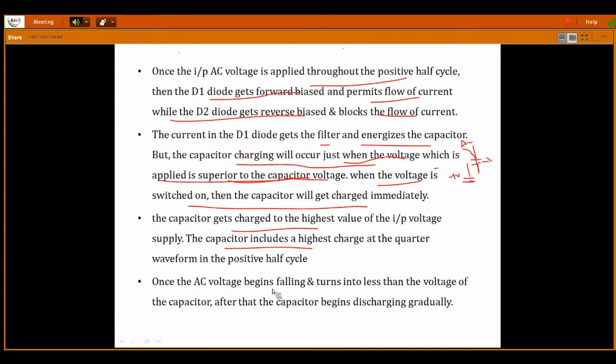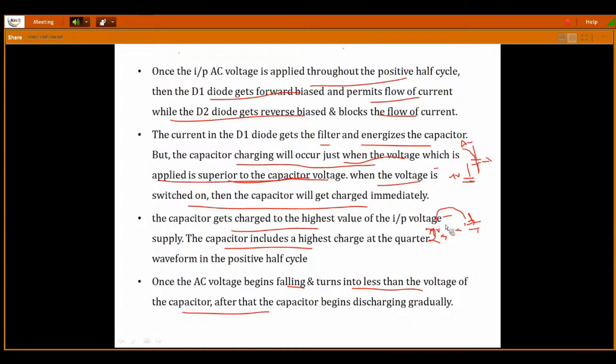Once the AC voltage begins falling and becomes less than the voltage of the capacitor, after that the capacitor begins to discharge. See, when the capacitor charges here, the capacitor is there, input voltage is 1 volt. Up to what maximum extent can it charge? Up to 1 volt it can charge. If 2 volts is there, the maximum it can store is 2 volts. 3 volts is there, 3 volts it can charge. 5 volts is there, it can charge up to 5 volts.